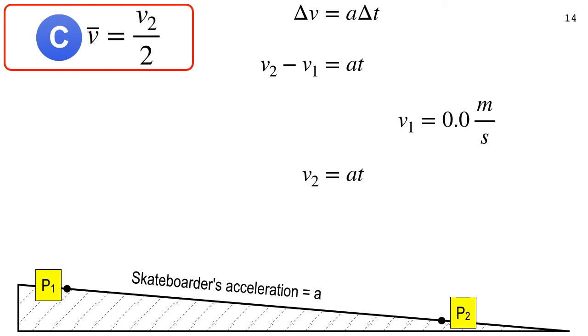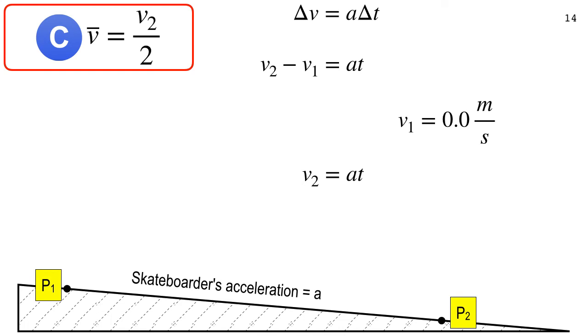How many of you got this? V2 is equal to AT. Good. It's simplified. Why even write V1 at all if it's 0? Just leave it out. So that's nice. V2 is equal to AT. Here's a sentence that expresses the same thing: if the skateboarder starts from rest, her speed at the end of the run is the complete effect of acceleration, A times the elapsed time, T.